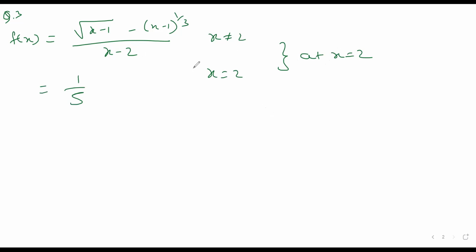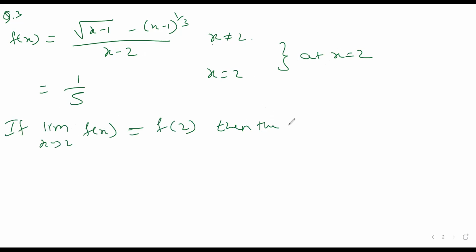Domain कैसा दिया है? X is not equal to 2, x is equals to 2. x is equals to 2 की तो वैल्यू ऑलरेडी दे दी है. So if limit x tends to 2 f of x, if it is equal to f of 2, then the function is continuous. Otherwise it is not.